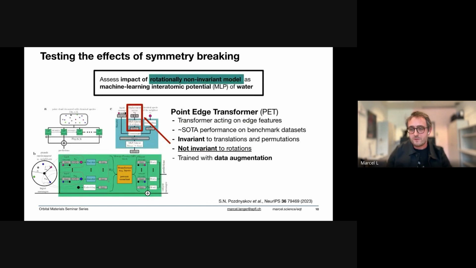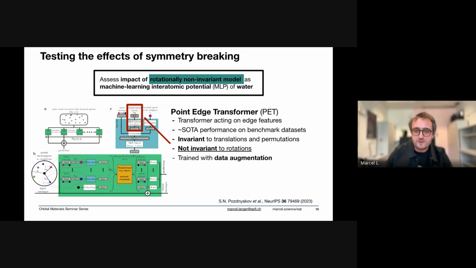So first, we need a model that has these properties that I just described. In this case, the model we're using is called Point Edge Transformer, PET. It is a rather sophisticated diagram here, but in its essence, this is just a relatively vanilla transformer that's acting on edge features within neighborhoods, and just performs attention within every neighborhood, mixes the features with their reverse features in other neighborhoods, and that's essentially it.